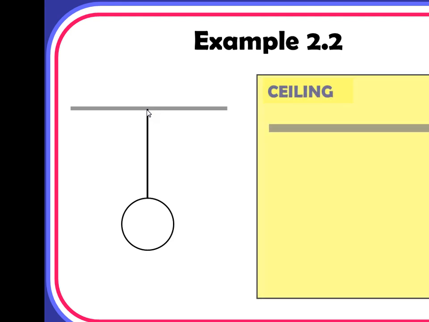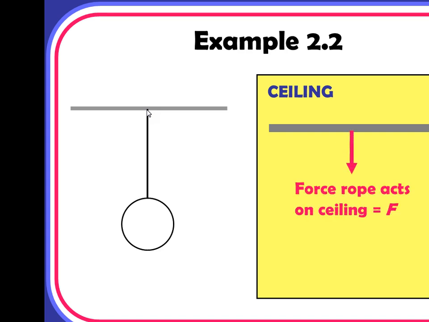Finally, we move on to the ceiling. The ceiling is in contact with the rope. So the force acting on the ceiling will be that exerted by the rope on the ceiling. Notice here that for the ceiling, there are actually other contact forces because the ceiling is in contact with the wall and the beams which support the ceiling and prevent it from coming down. But in this example, we are not going to discuss them. So we take a look at just the contact force between the rope and the ceiling. With that, we are done with the free body diagrams for the three objects in example 2.2.